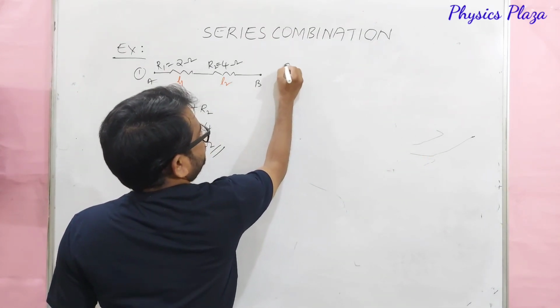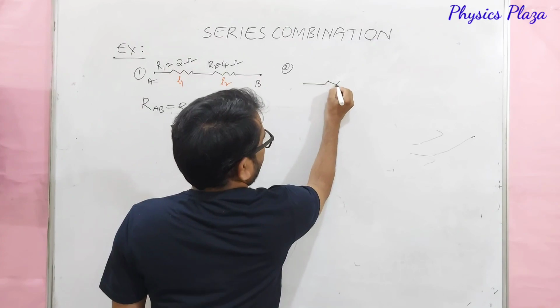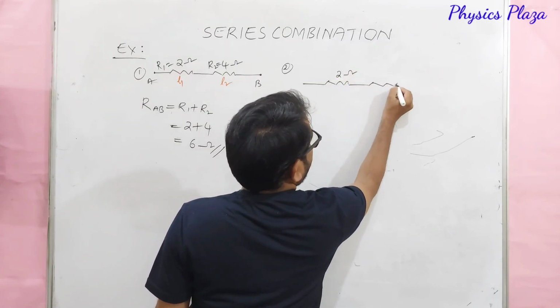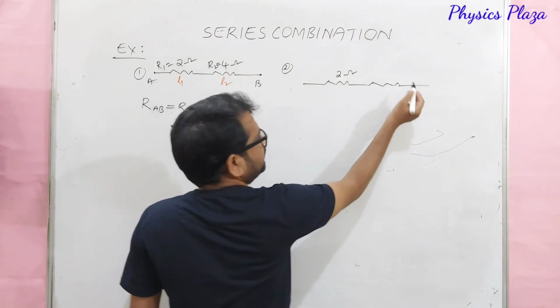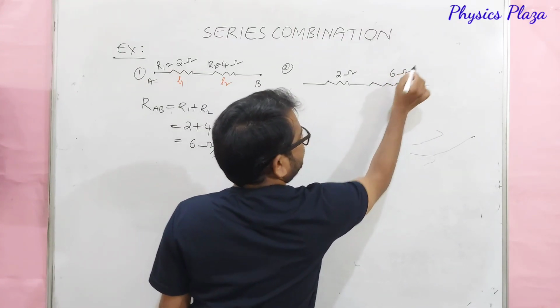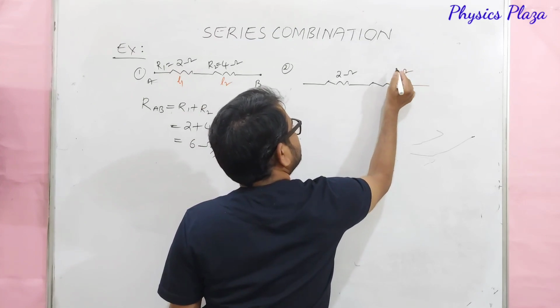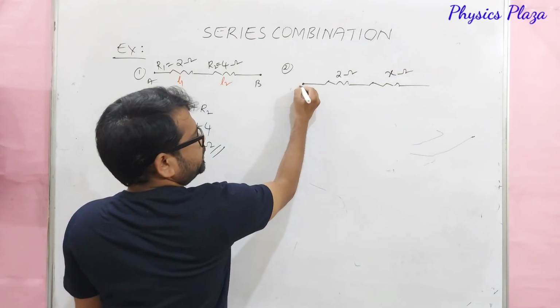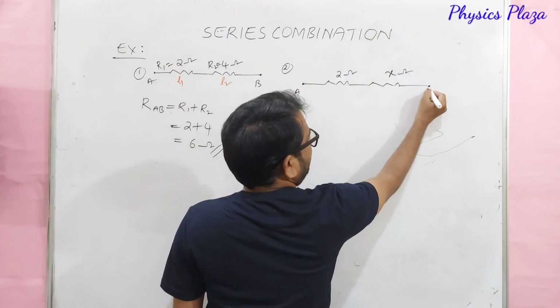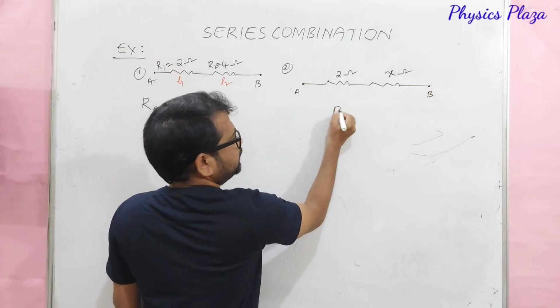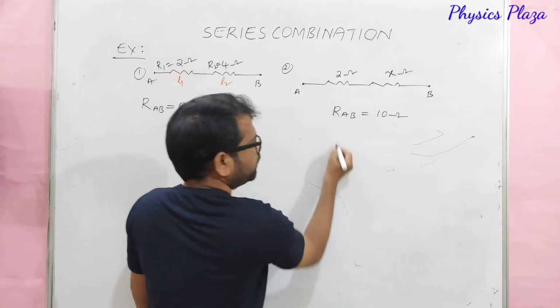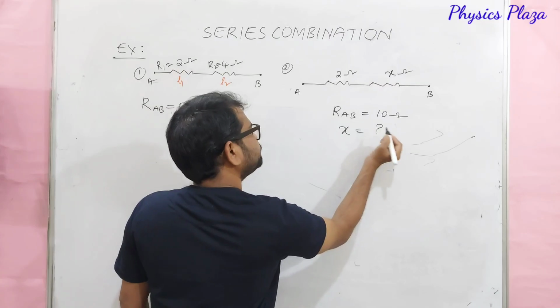Let us see example 2. Children, here is one more resistor whose resistance is 2 ohm, connected in series with another resistor of x ohm. Let us say it is x ohm, the resistance we don't know. Here are the terminals A and B, and it is given that the resistance across terminals A and B is, for example, 10 ohm. Then find the x value.